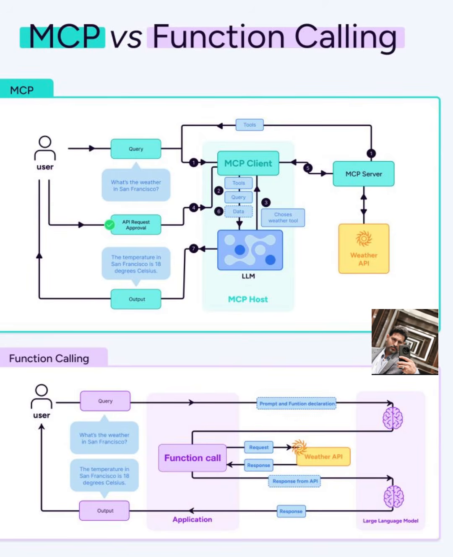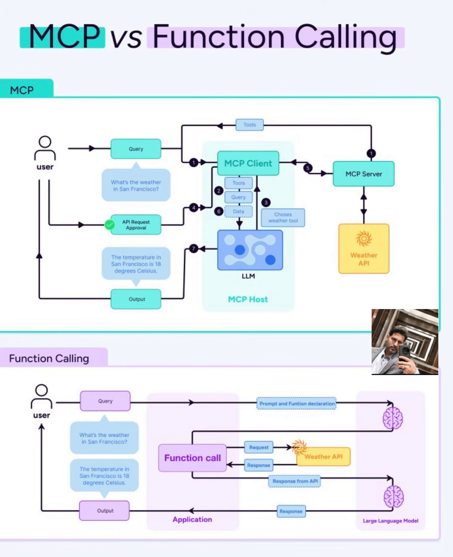MCP offers a layered architecture: client, host, LLM, and tools are distinct components. This modularity makes it easier to debug, scale, or swap out parts of the system, but it adds overhead with multiple hops. Function calling, on the other hand, is more streamlined. The LLM handles everything in one go, which reduces latency but can make it harder to manage if your application grows complex or if the model misinterprets the function call.